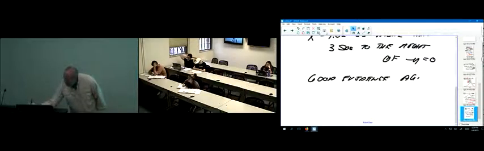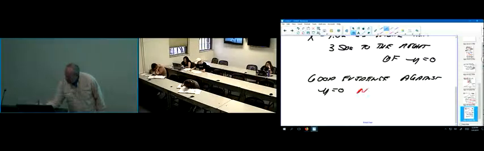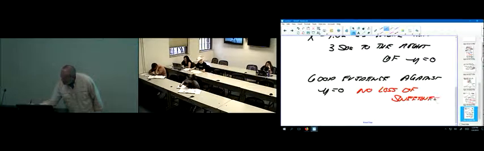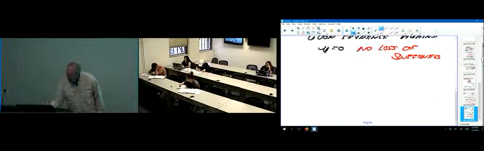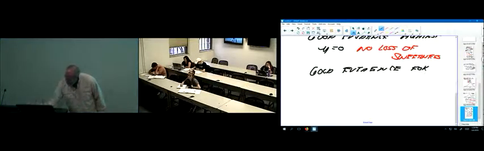against mu being equal to 0, no loss of sweetness. Actually, there's so much that you believe something is up. You have good evidence for mu being greater than 0. Loss of sweetness.